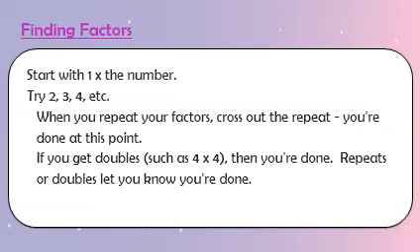So when you repeat your factors, you cross them out and you stop. And when you get doubles, such as 4 times 4, that means you are done. Of course, you are asking, what does that mean? I will give you examples, and you are going to get the idea. So let us start.